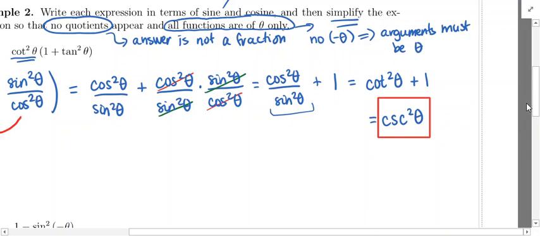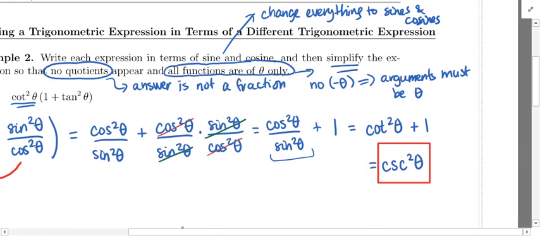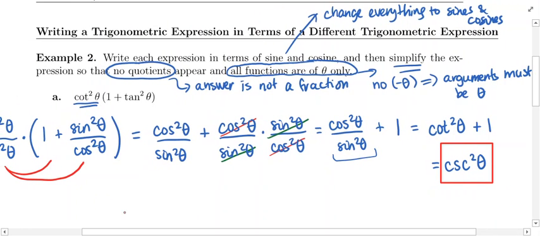Okay, we have simplified. There's no fractions in the answer. All the functions or the arguments are theta. Something that's really confusing about the directions, when it tells you to convert everything to sine and cosine, you may think that your answer has to have a sine or cosine in it. Okay, like you can't have any of the other trig functions. That's not true. Even though they want you to convert everything to sine and cosine to work the problem, your answer can contain any of the 6 trigonometric functions.